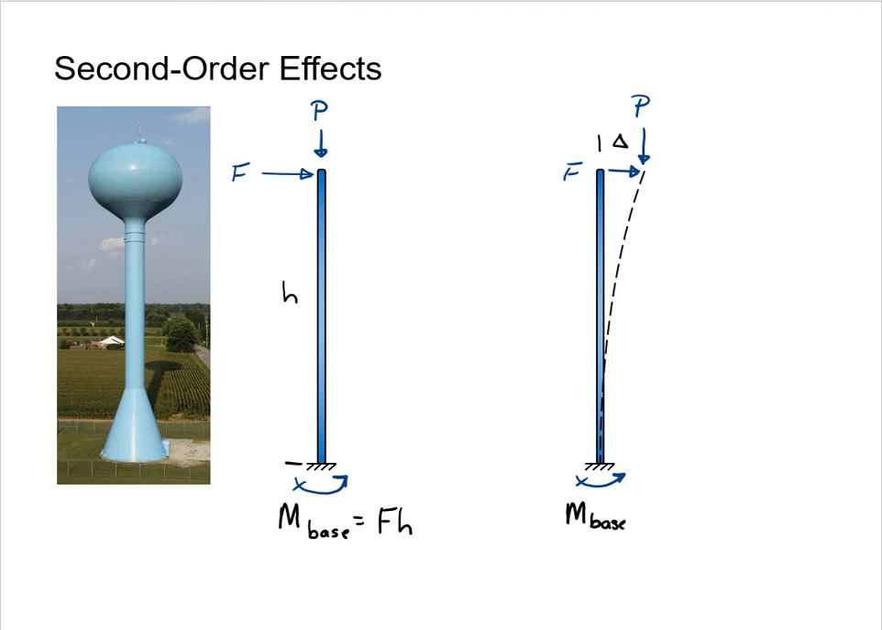There is still the effect of the lateral load F times h, but there is also the effect of the weight of the tank P times delta. That P delta effect is only captured when we consider the effect of the loads on the deformed shape. It is a second-order effect. In order to apply superposition, we are ignoring all second-order effects. Fortunately, for most structures, the second-order effects are negligible.